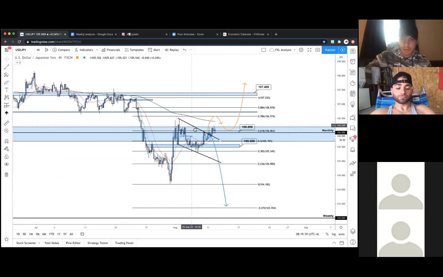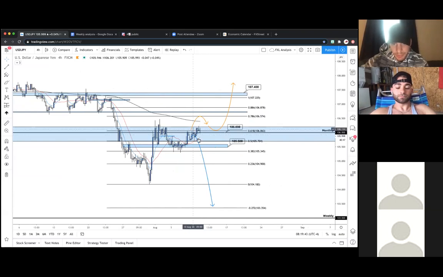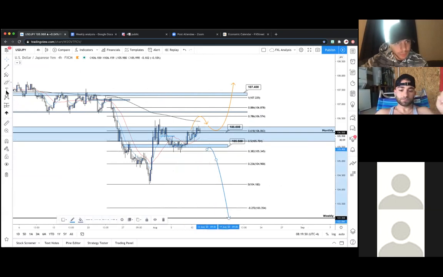Let me get rid of this little pattern here. This is more or less looking like a little double top or M pattern, if you will. So we're looking to get below 105.5, right? Basically just like this. Want to get below 105.5.